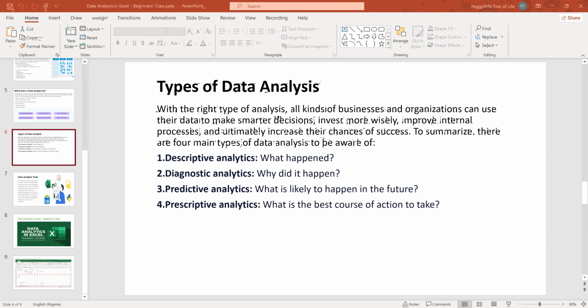Most times, this is actually a topic that is being looked into, analytics and analysis. There are so many schools of thought I've heard about data analysis and analytics. But for me, that's how I understand it. That's the truth. Do you understand? That's how I understand it.